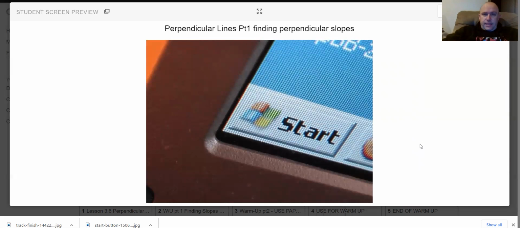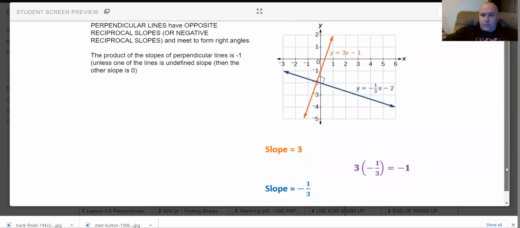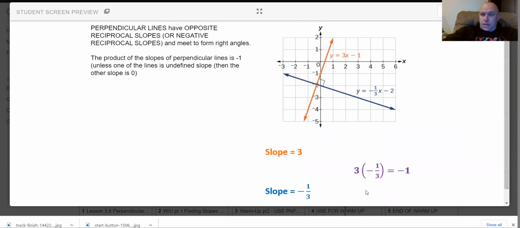So the first thing we're going to look at today is specifically finding perpendicular slopes. And it's just the thing that we talked about a second ago. So it's the fact that we notice they are negative reciprocals of each other. And one other fact is if you multiply the two numbers together, then you're always going to end up with -1. There is one exception to that. If one of the slopes is undefined, or if one of the slopes is 0 for that matter, that won't actually happen. But in general, that will actually happen.